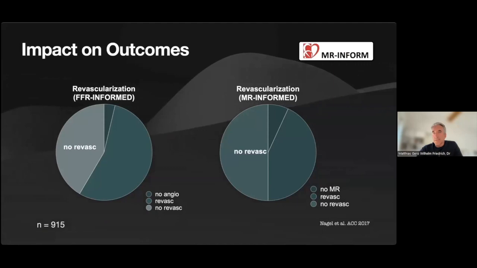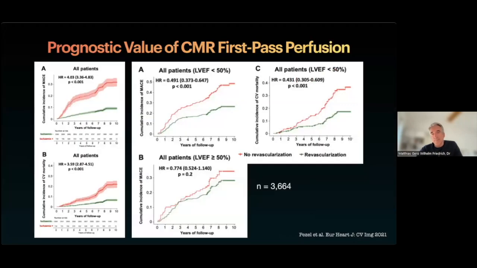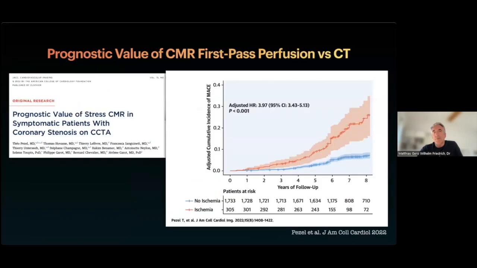Of course, the prognosis is also important, and in the meanwhile, about 30,000 people have been published on that, but this is just one of the more recent and biggest ones, 3,600 people, where CMR was clearly very predictive of outcomes. So a normal versus an abnormal first pass perfusion test has important prognostic information, even when compared with CT. So the prognostic value of stress MR in symptomatic patients with coronary artery stenosis on a CT was excellent.